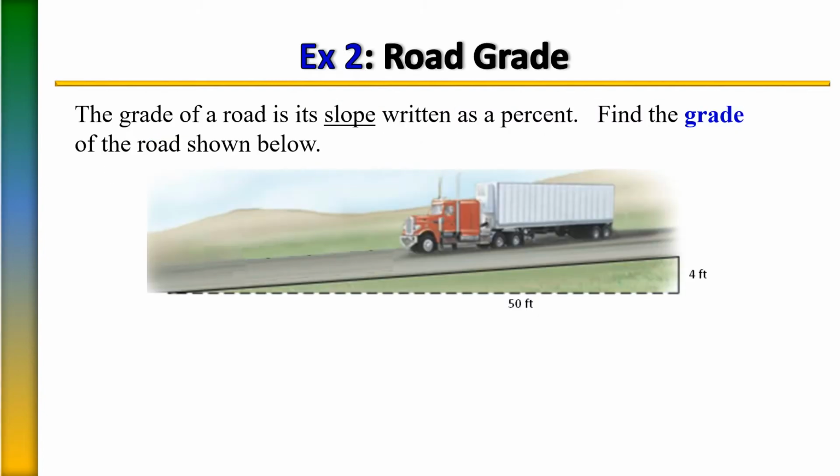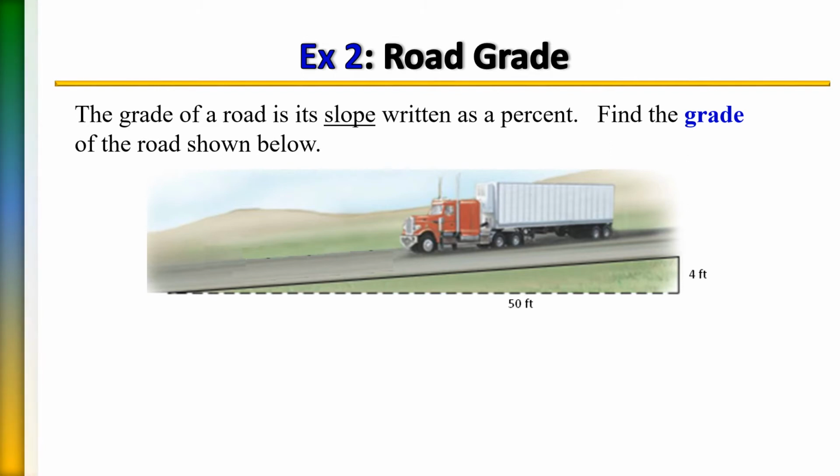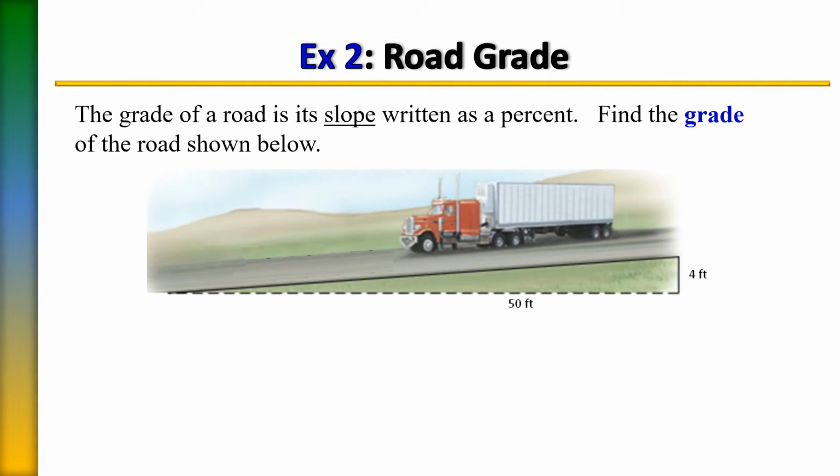In this example, we are given a section of a road and asked to find its grade. Now recall that the grade of a road is nothing more than the steepness of that road, and you must write your answer as a percent. So to find a slope, recall it is the rise over the run. Our rise here would be our height of 4 feet. Our run would be our 50 feet, which will give us 4 over 50.